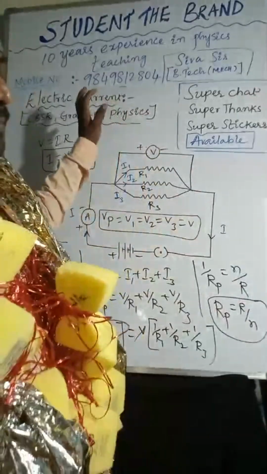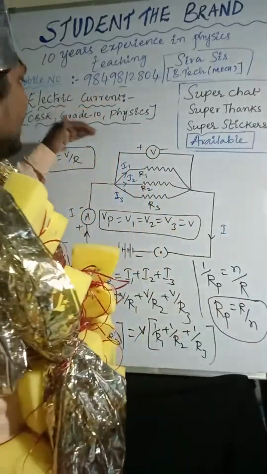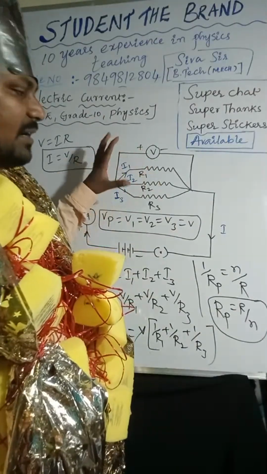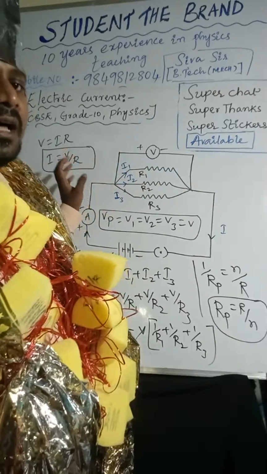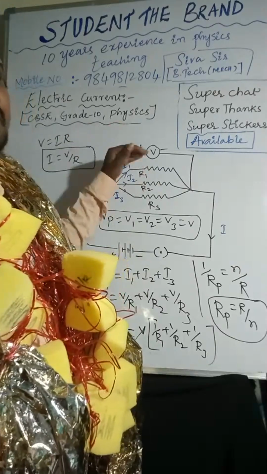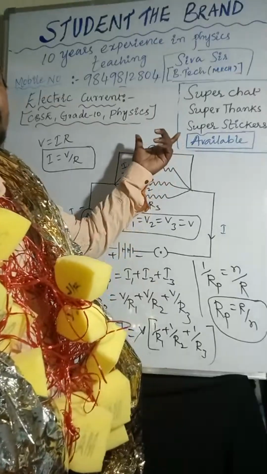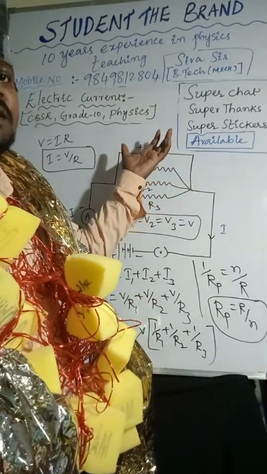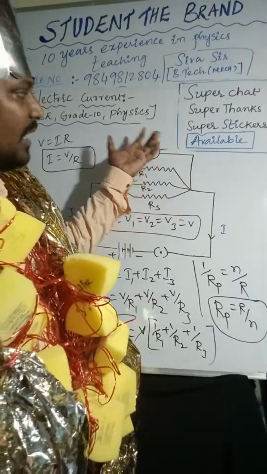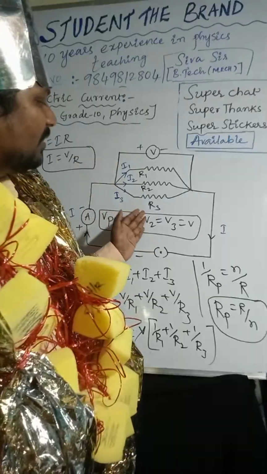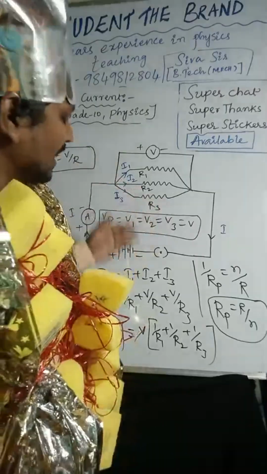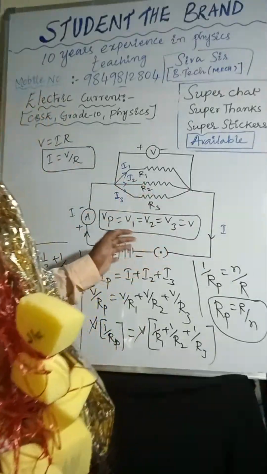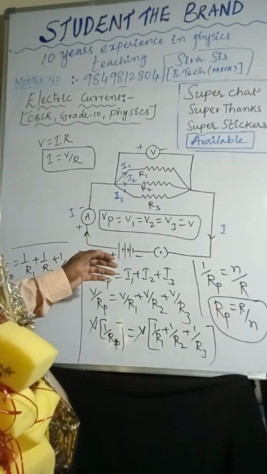So once again you can observe here: R1, R2, R3 are connected in parallel combination. The current is different across R1, R2, R3, but the potential difference is the same. That's why I'm taking Vp equal to V1 equal to V2 equal to V3 equal to V. If you want to find the current, Ip equal to I1 plus I2 plus I3.